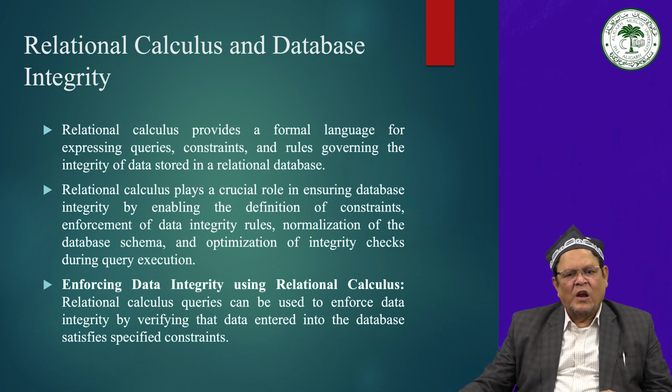Relational calculus allows users to define constraints that enforce the integrity of the database schema and the data stored within it. Common constraints include primary key constraints, foreign key constraints, unique constraints, and check constraints. Enforcing data integrity using relational calculus involves database normalization, and the last is integrity checking.